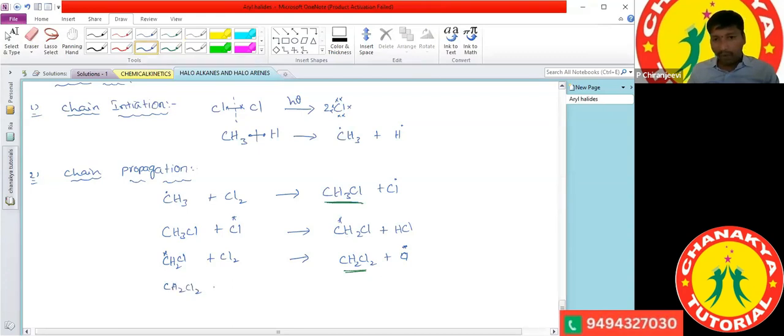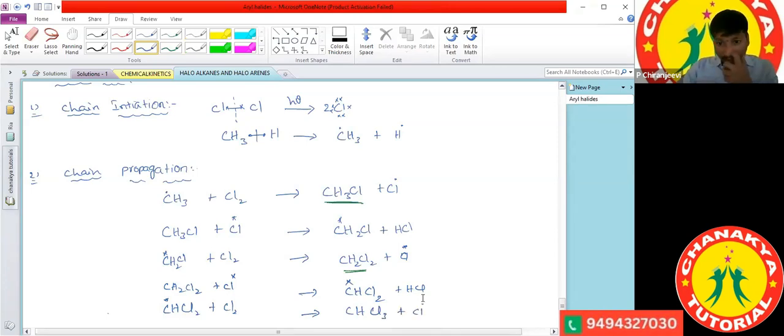So like that, CH2Cl2 plus Cl radical again forms CHCl2 radical plus HCl. Again this reacts with one more chlorine molecule, CHCl2 plus Cl2, and it forms CHCl3 plus chlorine radical. Last one.